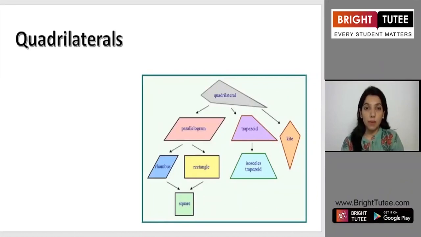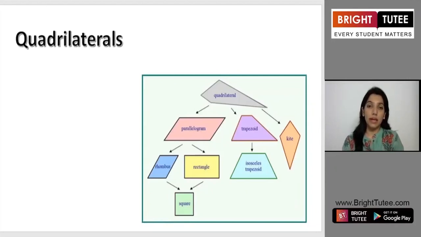A polygon is a closed shape made up entirely of line segments. So we know that a polygon is a shape which is made up entirely of line segments. Now, if we have a shape which is made up of only four sides, we call it a quadrilateral.